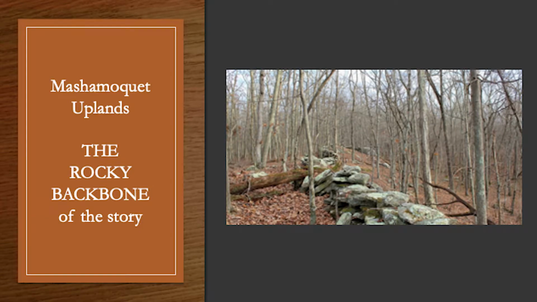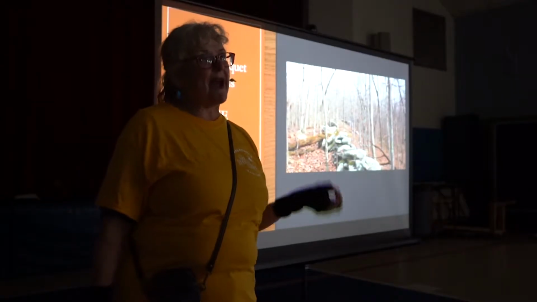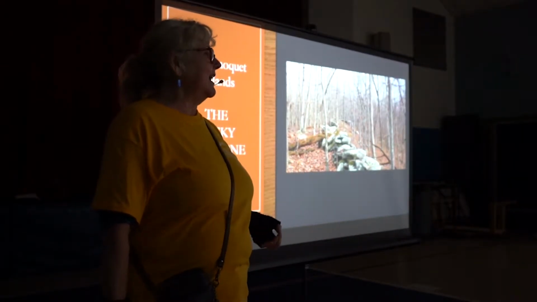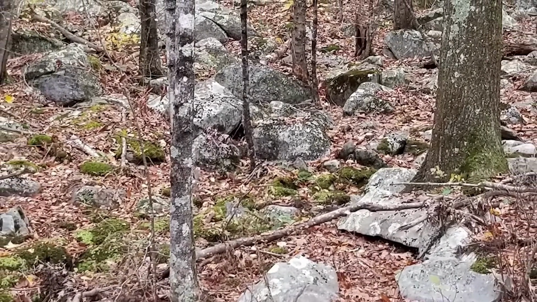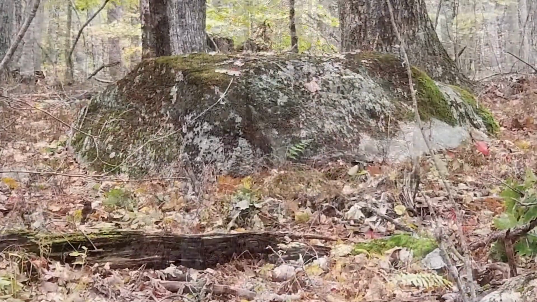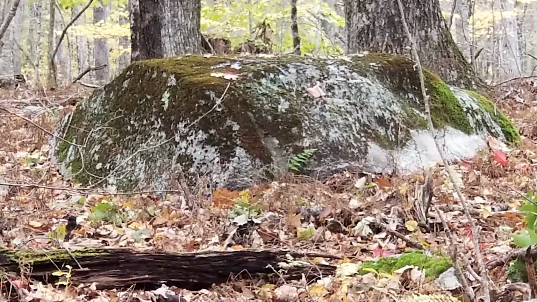So we want to start with the shape of the land. Without understanding the geology and what's going on up there, we wouldn't have any history to talk about. This is the rocky backbone of the Mashamoquet uplands that we're going to be visiting today. It is filled with boulder fields and some glacial erratics. It's got glacial till all over the place.